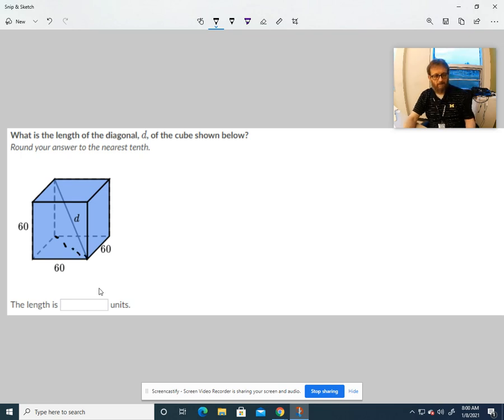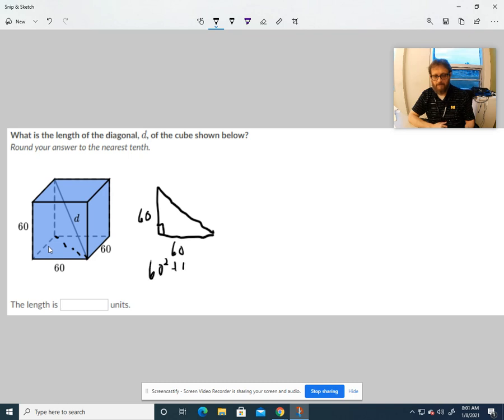We have a triangle right here across the bottom. Now this is also 60. So what we really have is a triangle like this, where this is 60 and this is 60, and this is a right angle. So now we're going to have to use Pythagorean's theorem. Now the numbers are getting a little big here.